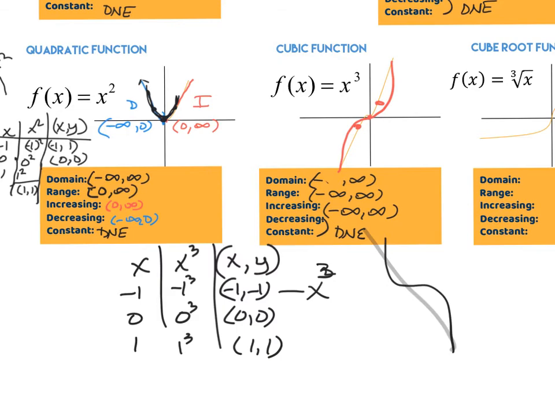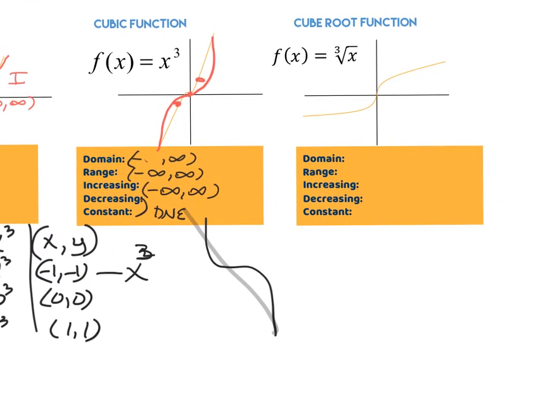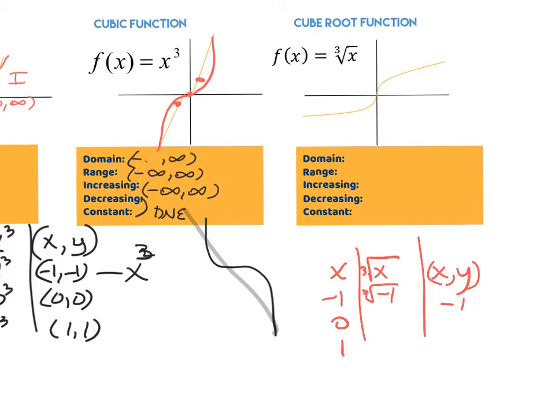All right, let's try the cube root. Again, if I do a table of values using those three numbers, -1, 0, and 1, when I cube root -1, I get -1. 0, when I cube root it, I get 0. And 1, when I cube root it, I get 1. So here, here, and here. And again, don't make a diagonal line. If you know you're graphing the cube root function, you need to add a little squiggle to it.